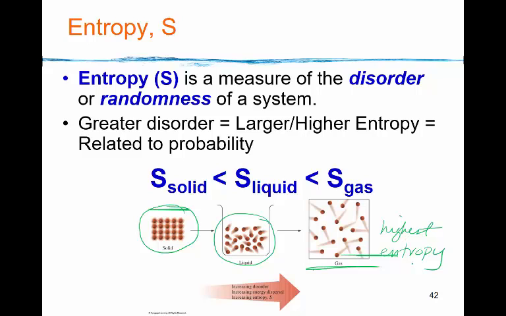So entropy is a measure of the disorder or randomness of a system. The greater the disorder, the higher the entropy is. Okay? So solids have the lowest S, and gases have the highest S, or randomness in the system.